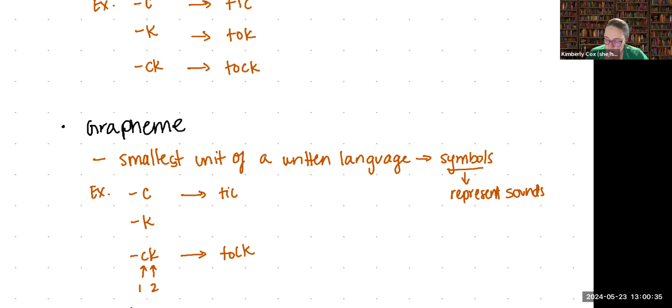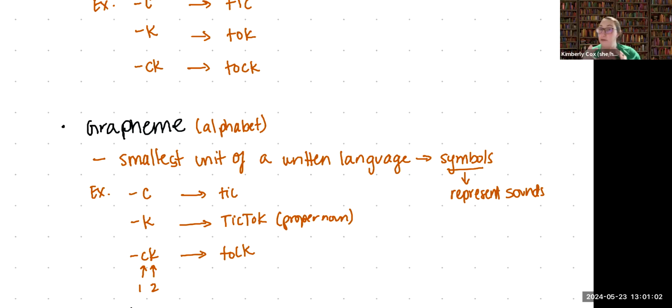Or we might have a word like TikTok, which is also going to be considered a proper noun, which is a little different, but I think it's fun to throw in. So when we're talking about graphemes, we're functionally talking largely about the alphabet. Not simply that, there are other characters or symbols that can represent sounds that we use in language. But for our purposes, it's good to be aware that there's a difference between the sounds that we hear, the phonemes, and the graphemes that we use to represent them. So something like the alphabet.